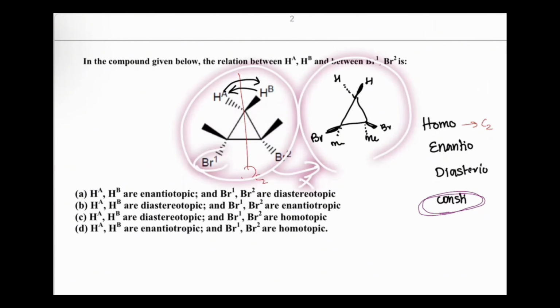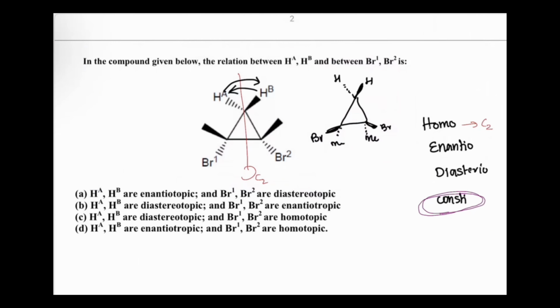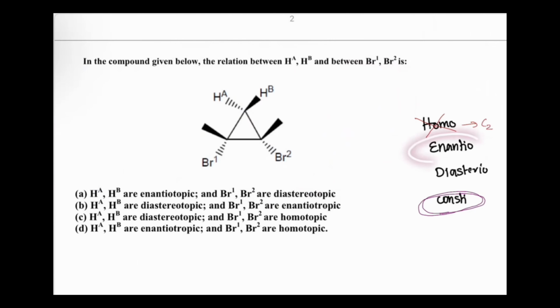Because here we have both bromines below the plane, but here both bromines are above the plane, and the methyl also, the configuration is changed. That means in this molecule there is no C2. That means these two atoms are not homotopic. Now we'll see whether they are enantiotopic or diastereotopic. For this, we'll see whether there is a sigma in the molecule. And we can see there is a sigma in the molecule like this.